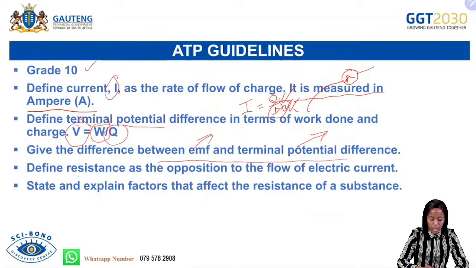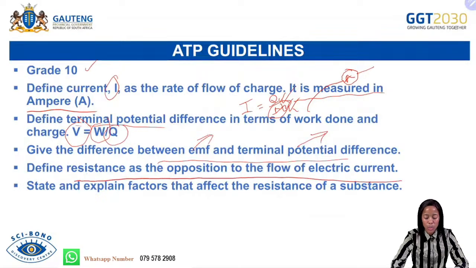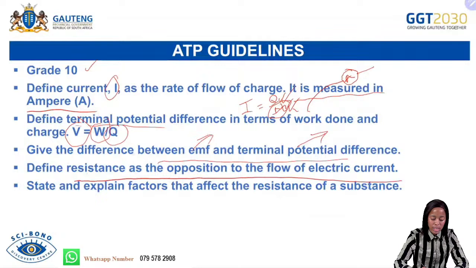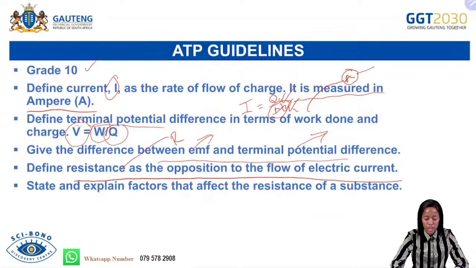And then you needed to define what? You needed to define resistance as the opposition of the flow of what? The opposition of the flow of electric current. So now remember, how do we represent the resistance? We represent the resistance using the letter R. And therefore, the resistance is measured in ohms there.